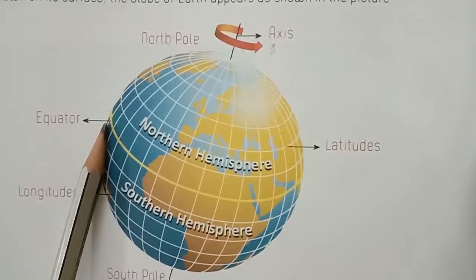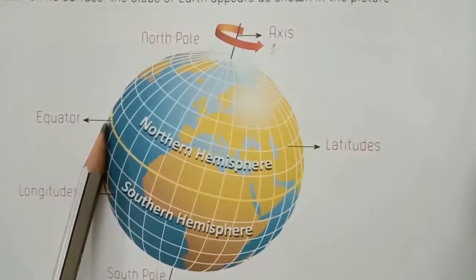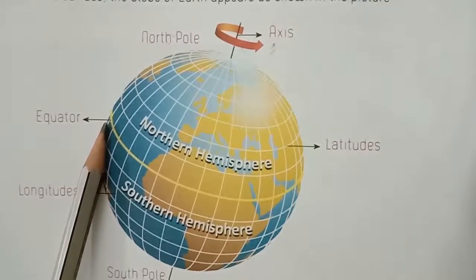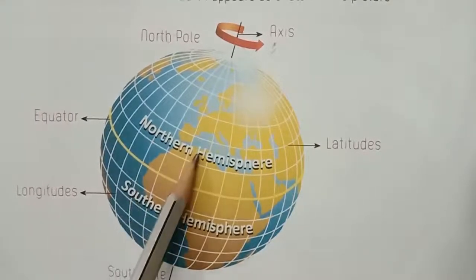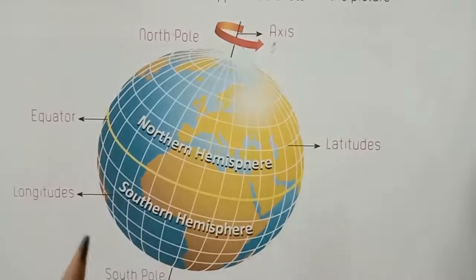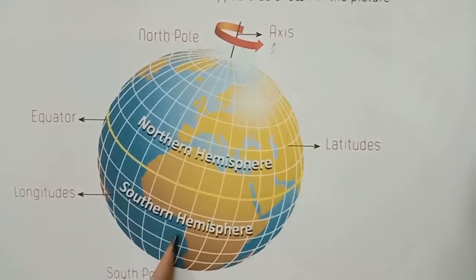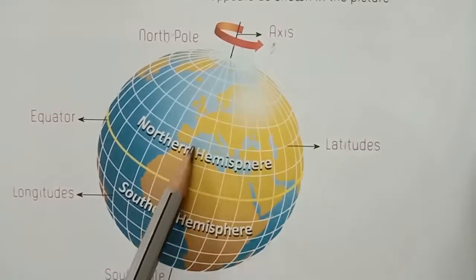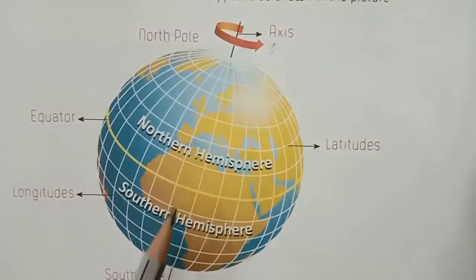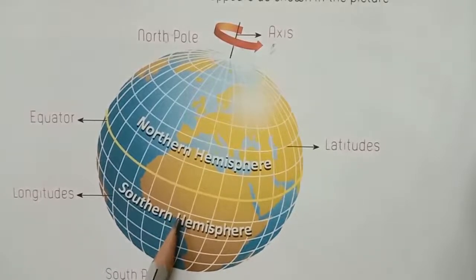This is equator, children. Equator is an imaginary line halfway between North and South poles. It divides the Earth into two hemispheres, Northern Hemisphere and Southern Hemisphere. How many hemispheres are here, children? Northern Hemisphere and Southern Hemisphere.